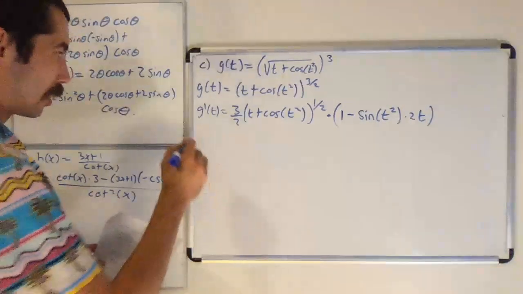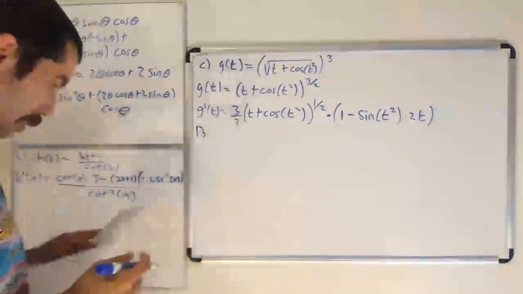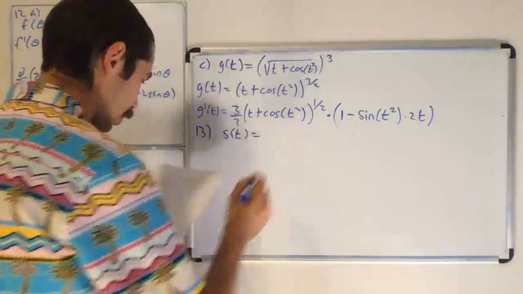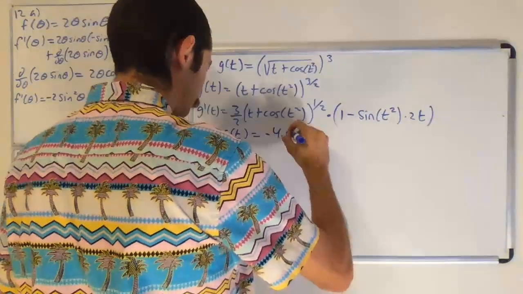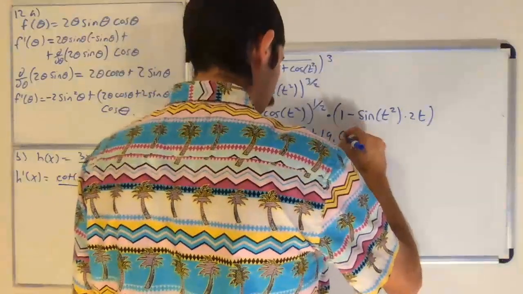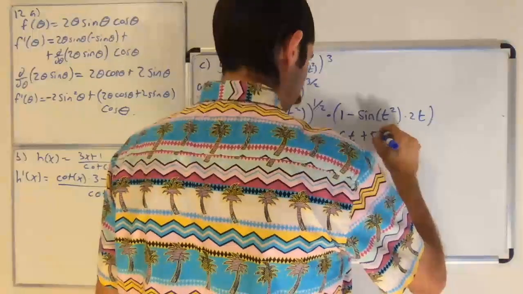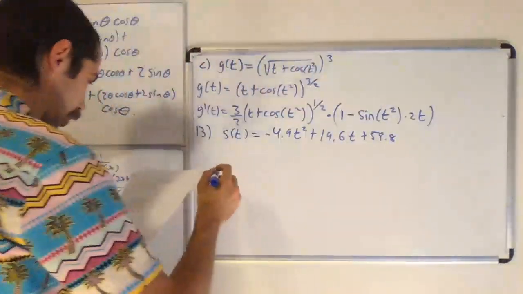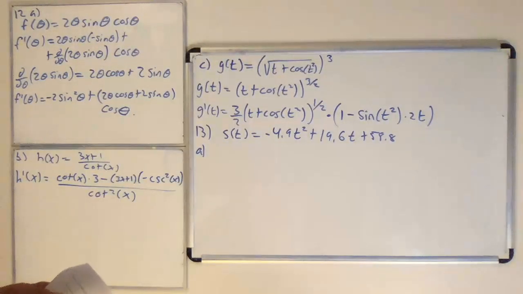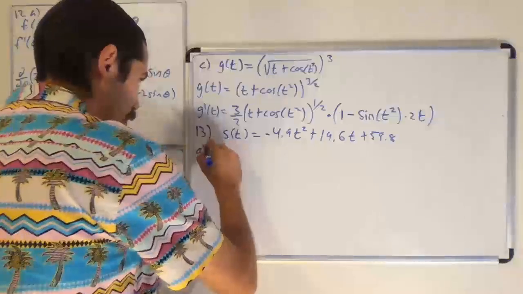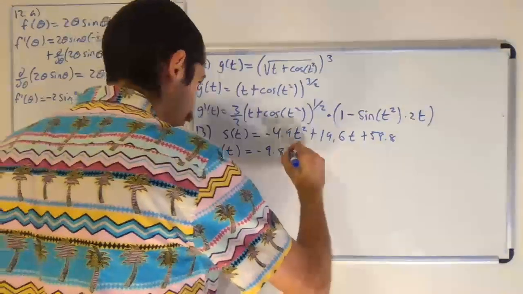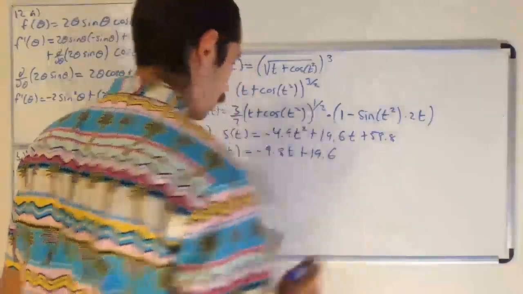All right, let's move on to number 13. So we have a position function given to us, s of t is equal to minus 4.9 t squared plus 19.6 t plus 58.8. Okay, part A says find the velocity. Well, we know that the velocity is the derivative of the position. So v of t is equal to negative 9.8 t plus 19.6.